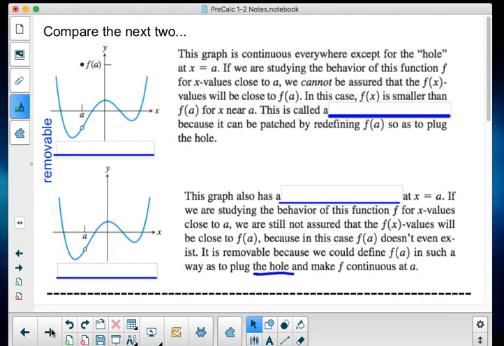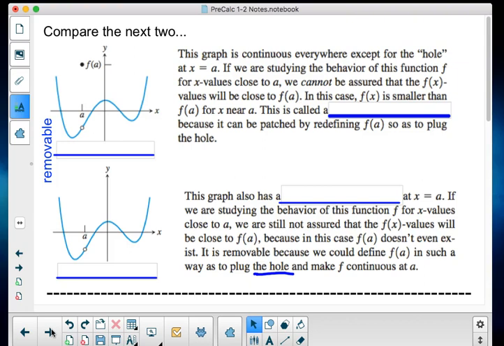Now, here, I'm comparing these two graphs. These are removable discontinuities. Okay, one has a point that has been redefined, f of a, it's like way up there. Another one doesn't, but these are both removable discontinuities. And both are discontinuities because if I was going to trace it with a pencil, I'd have to lift it to continue my graph. Okay, this graph is continuous everywhere except the hole at x equal a.